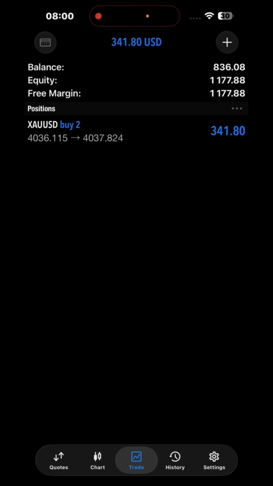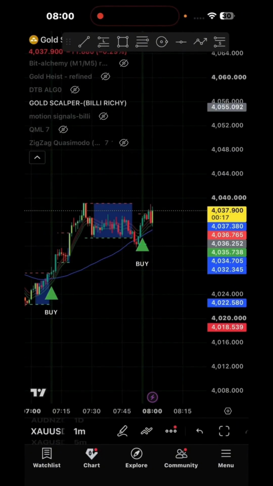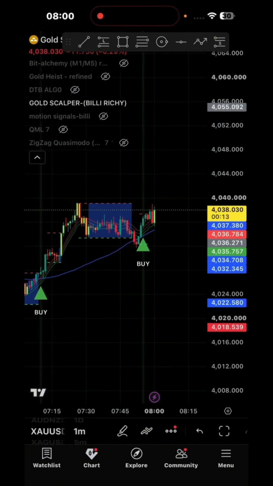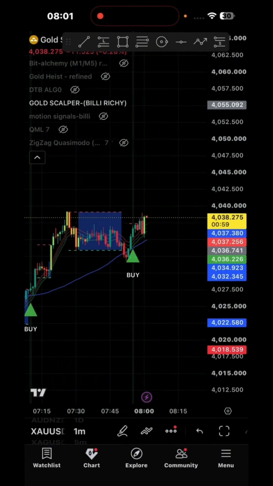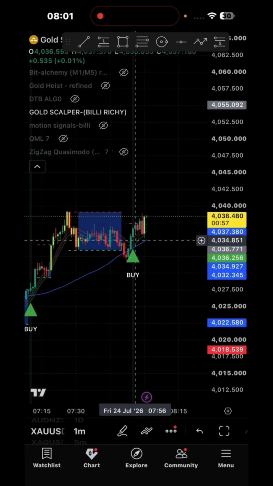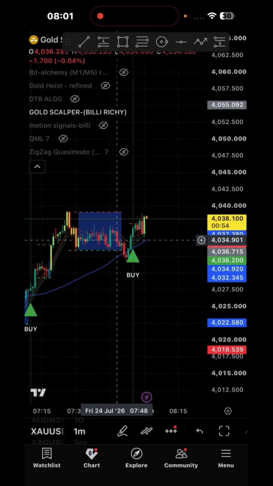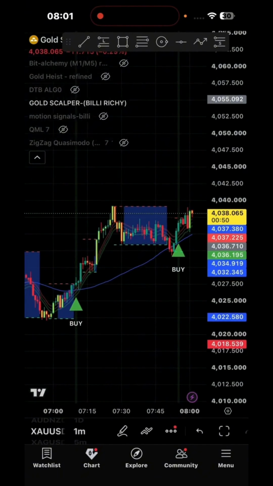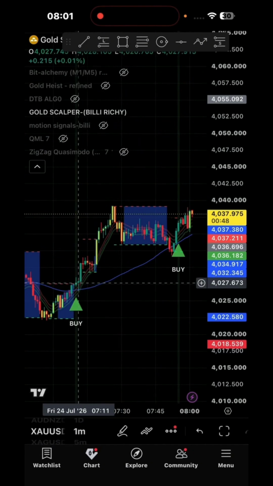I have another nice buy trade which I just entered again, and it's only $300 here. It's very, very small, but let me show you. So this is the buy trade on my TradingView. This is the buy signal. So this is the consolidation. Market consolidated, pulled back, and then started going up and gave a buy trade.